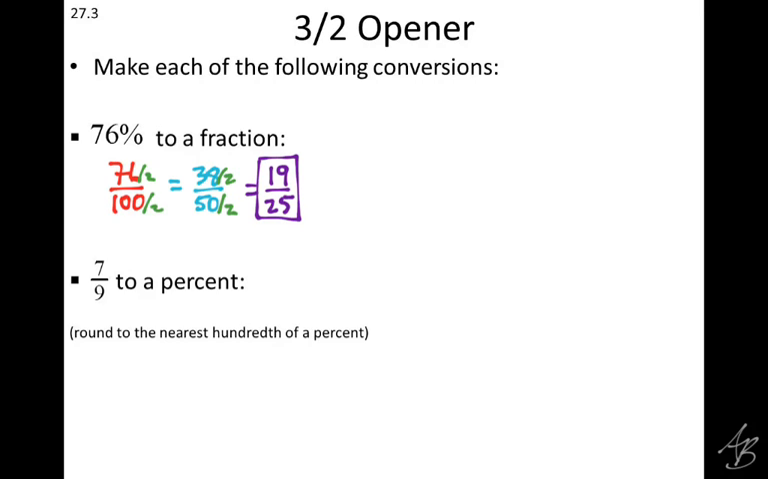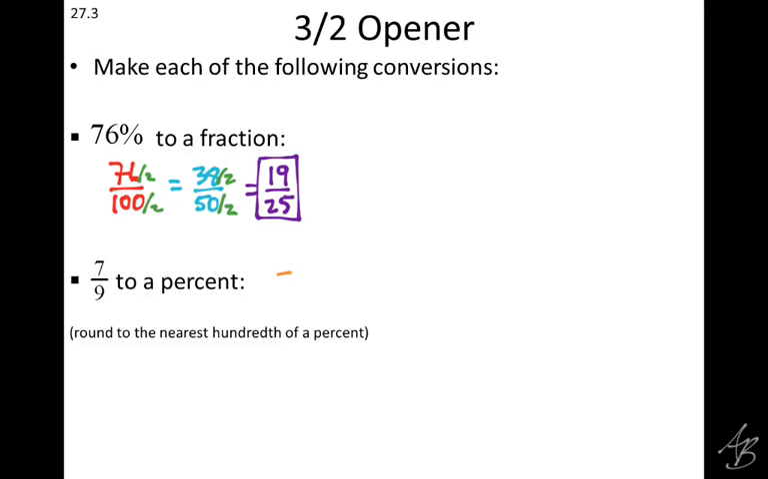All right, this next one has a little bit of a twist on it. It says we want to change 7/9 to a percent, but we want to round that percentage. We're going to round to the nearest hundredth of a percent. All right, so why do we need to round this here? What happens when we change this to a percent? Well, how do we change 7/9 to a percent, first of all? We need to divide it, right?